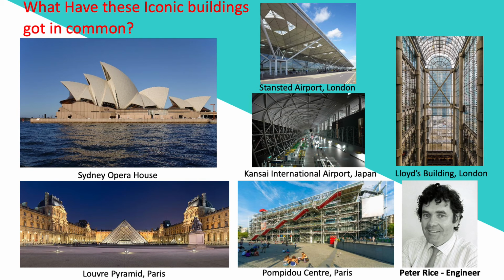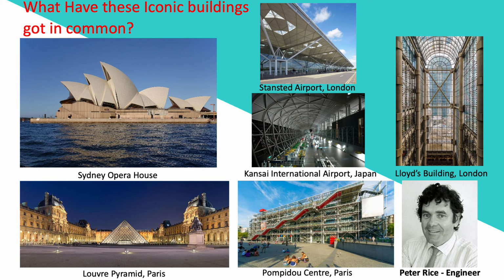I'm showing you these examples here, and you see what these iconic buildings have in common. The Sydney Opera House, the Louvre in Paris, the Pompidou Centre in Paris, and the Lloyd's Building. Lots of iconic buildings and lots of very artistic and forward-thinking structures. Well, it took architects to come up with the artistic licence to produce the drawings for these buildings. But it took the man on the bottom right there.